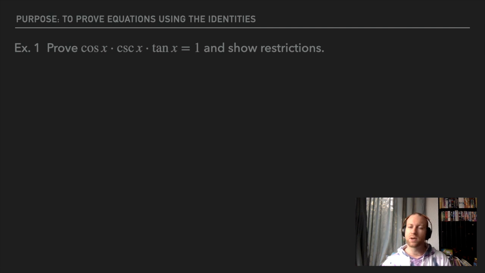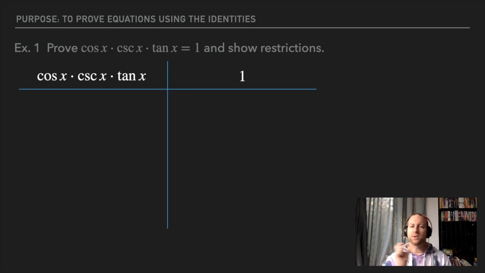So let's try some things. We're going to start off really easy. You want to prove that cos x times cosecant x times tan x equals 1. And we're going to show restrictions for this once we've solved it. So the best way that I've ever seen with proofs, when you're proving two sides of the equation equal each other, is to set up a T-graph like this, set up your two sides of the equation on either side, and let's manipulate one side of the equation or the other.